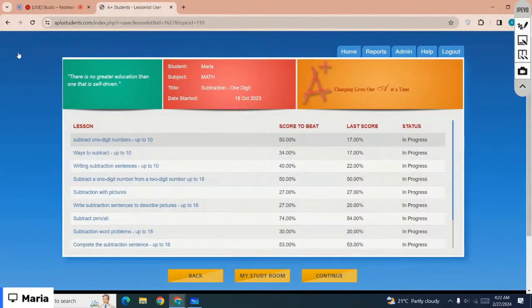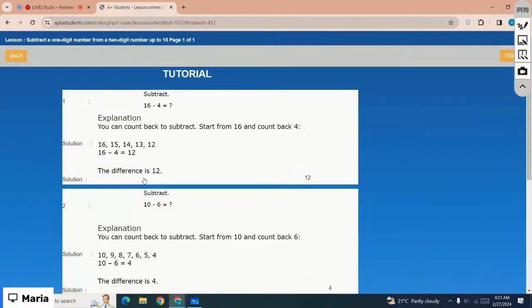Okay, the next one is subtract a one digit number from a two digit number up to 18. So now we are going to learn how to subtract a one digit number from a two digit number. Start with the first example, 16 take away 4. There are many ways you can subtract, but the easiest way is to start from 16 and take away 4, right? So start from 16 and count back 4: 16, 15, 14, 13 and 12. So if you start from 16 and go back 4, you end up on 12. So 16 take away 4 equals 12.